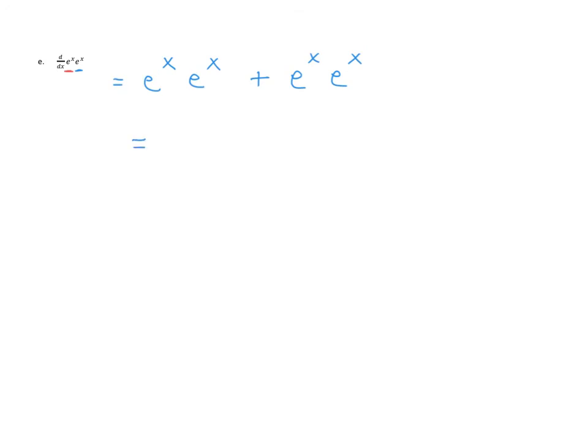And those two things are the same. You have 2 e to the x times e to the x. And because we have like bases, we can add the exponents, which you could really just write as 2e to the 2x.